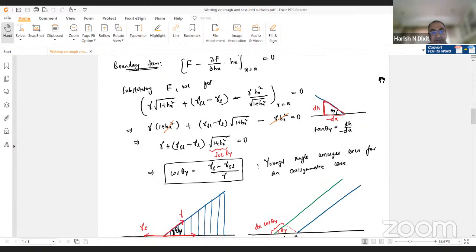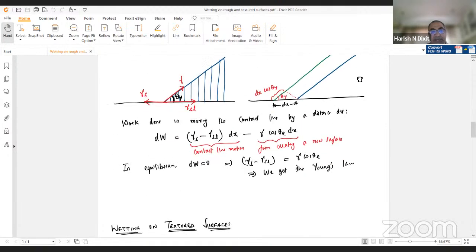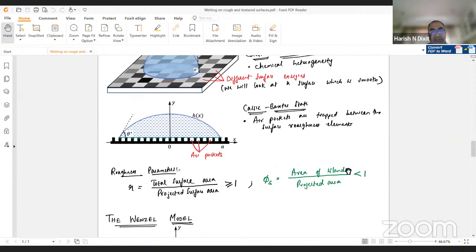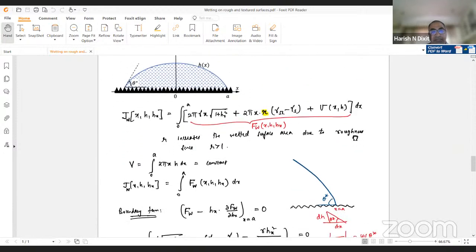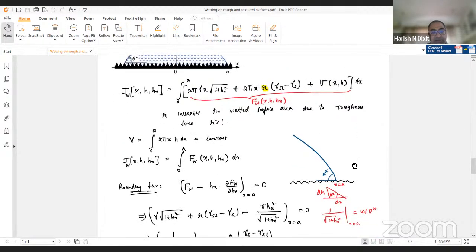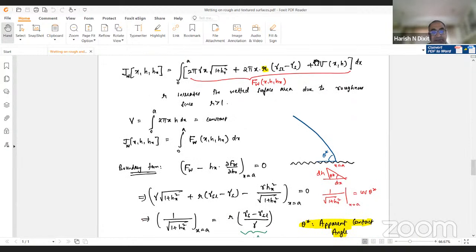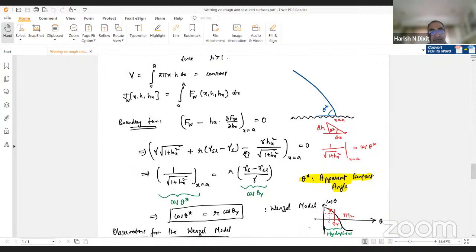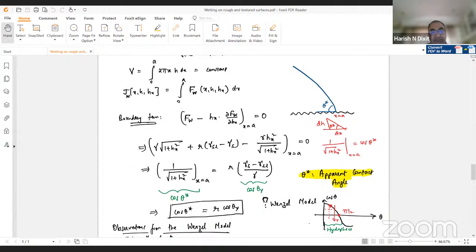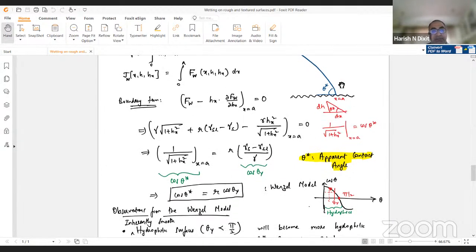Is that clear? So you can actually try and ask this question: what is the minimal shape on a rough surface for a given volume? Here I'm just saying this is my functional, this is my constraint. And therefore I'm only interested in what is happening at the corner. That comes out of the boundary term. If you've gone through the Lagrange multiplier discussion, only the boundary term will reduce to something like this.